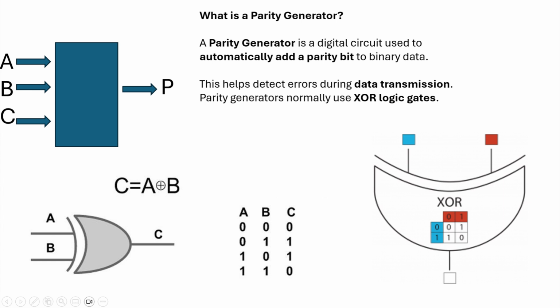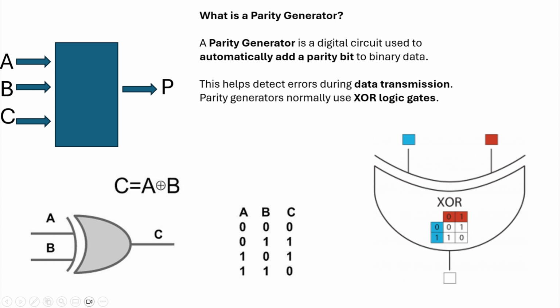Let me give you examples. 0 XOR 0. Both are the same, so the output is 0. 1 XOR 1. Both are the same, so the output is 0. 0 XOR 1. They are different, so the output is 1. 1 XOR 0. They are different, so the output is 1. That is literally all XOR does. Same equals 0. Different equals 1.